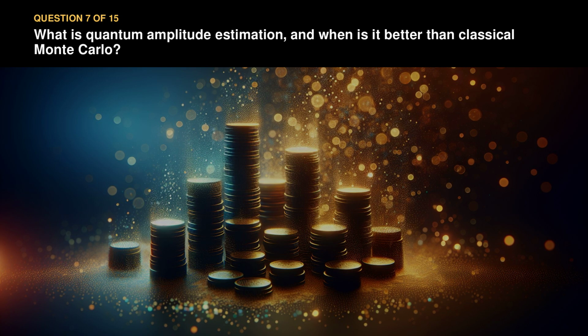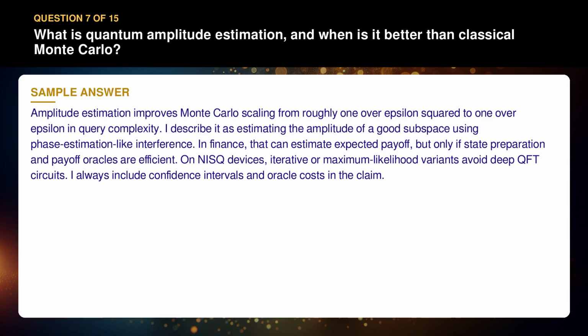Question 7. What is quantum amplitude estimation, and when is it better than classical Monte Carlo? Amplitude estimation improves Monte Carlo scaling from roughly 1 over epsilon squared to 1 over epsilon in query complexity. I describe it as estimating the amplitude of a good subspace using phase estimation like interference. In finance, that can estimate expected payoff, but only if state preparation and payoff oracles are efficient. On NISQ devices, iterative or maximum likelihood variants avoid deep QFT circuits. I always include confidence intervals and oracle costs in the claim.